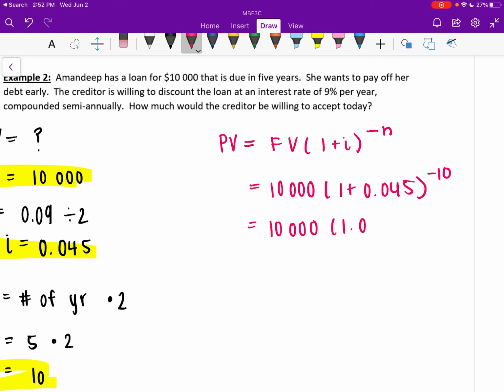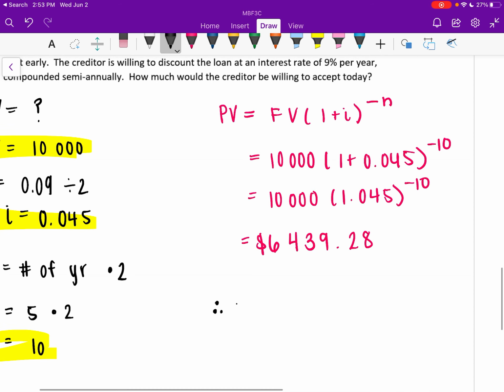10,000 times 1.045. I always do the addition first and then I put everything into the calculator. So 10,000, and I know that 1.045 to the power of negative 10, and make sure your exponent's a negative, times 10,000. If I go in and write that all down, it's going to be 6,439.28. That means if she wants to pay this off right now, the creditor will be willing to accept $6,439.28 today.